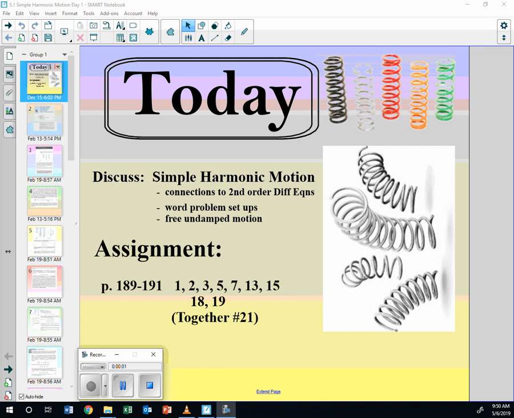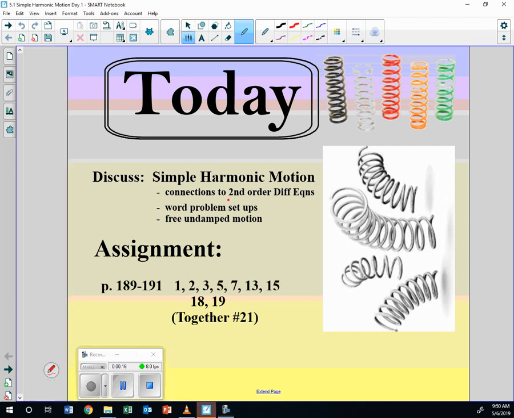So we've looked at first order, we've looked at second order, but we haven't looked at applications in the second order yet. And one place to begin that is simple harmonic motion, which is going to be a nice application of the second order. The homework that we're going to do just for today will be these. And then we'll do 15, 18, and 19, and then a together 21 tomorrow.